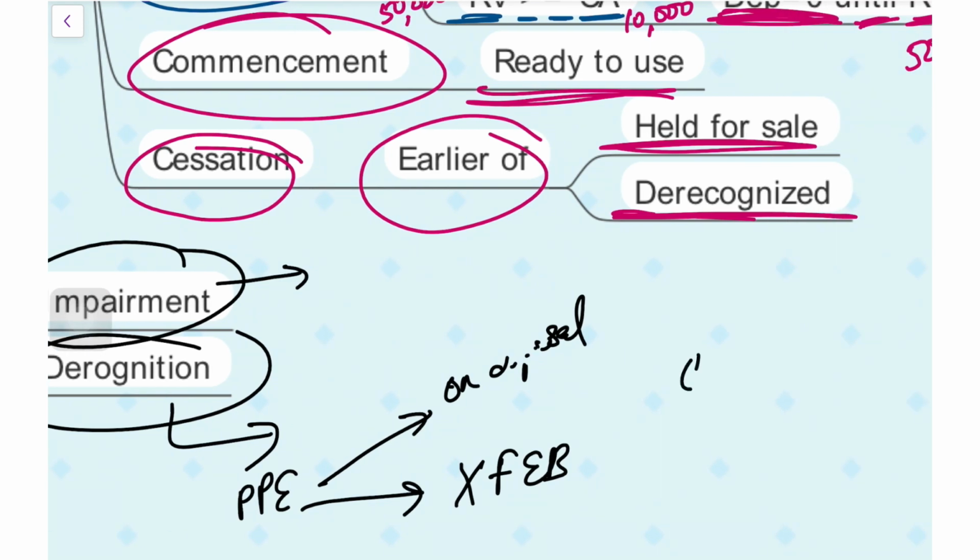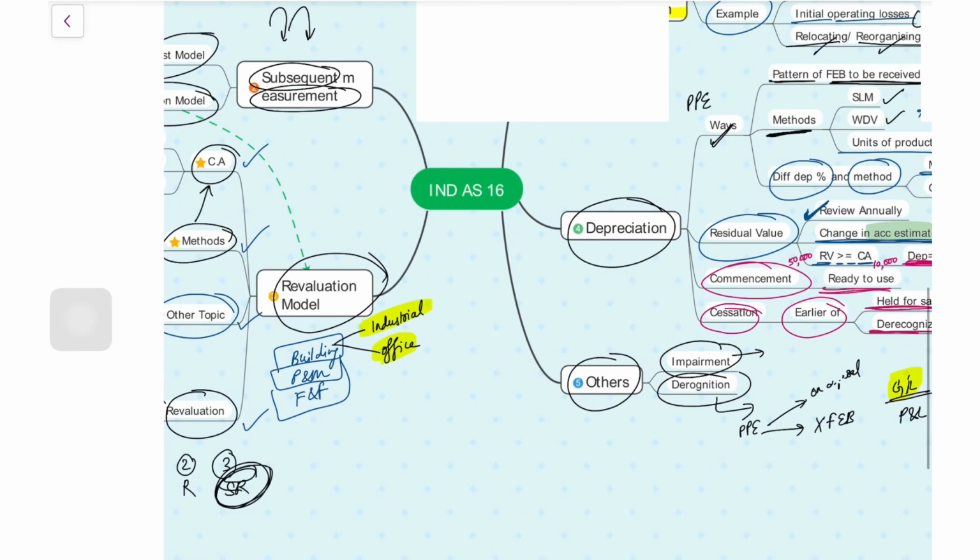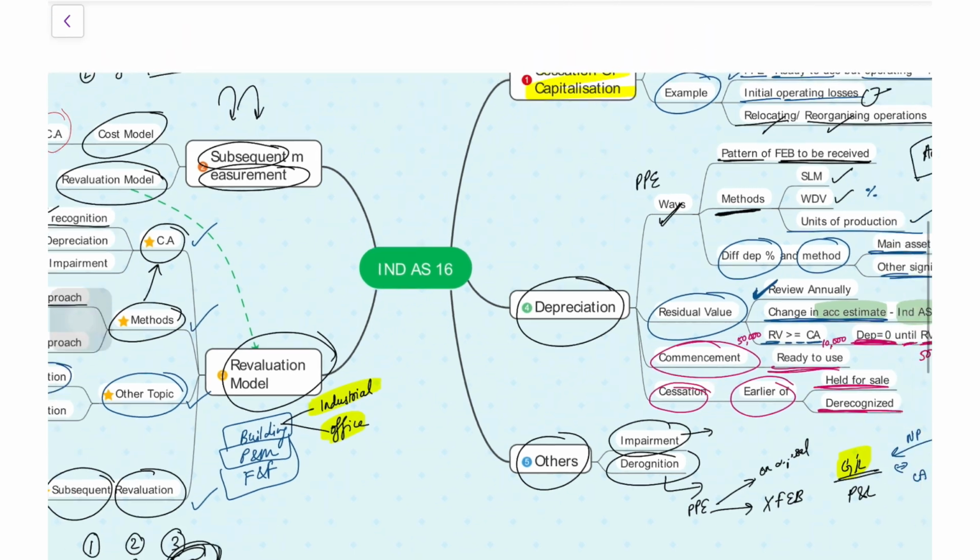Okay, so when you are derecognizing it, if there is any gain or loss from such derecognition, then such gain or loss will come under your P&L as other income. And the next point that you have to remember is how you are going to find out this gain or loss: whatever net proceeds you receive by selling that asset minus whatever your carrying value was. If you take the difference between the both, you will get either your gain or loss. Correct. So yes guys, this was all about IND AS 16.